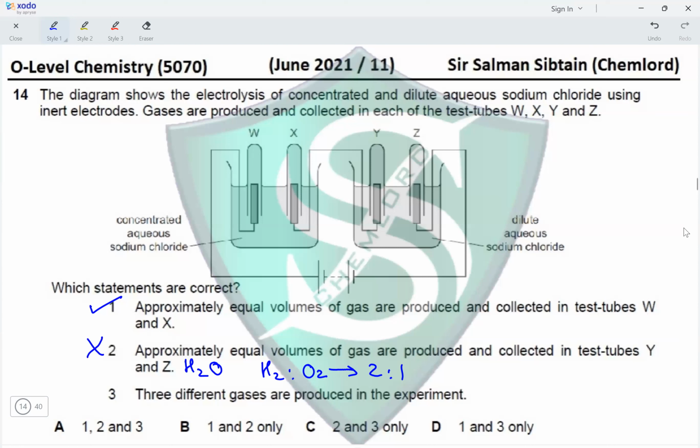Statement 3. Three different gases are produced in the experiment. Yes, hydrogen, chlorine, and oxygen. Because in the concentrated solution, chlorine gas is produced. In the dilute solution, oxygen gas is produced. Whereas at the cathode, in both cases, we have production of hydrogen gas. So hydrogen, oxygen, and chlorine. Three. So statement 3 is correct. This makes option D the correct option for this question.